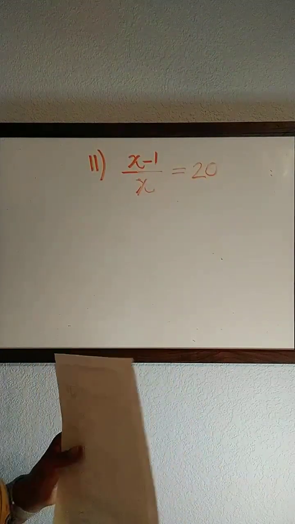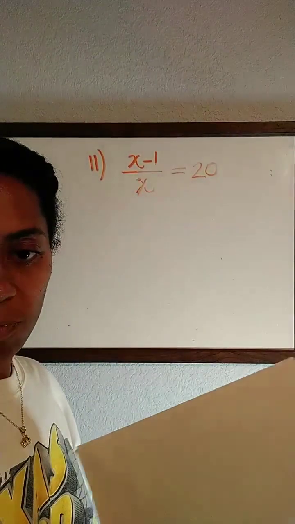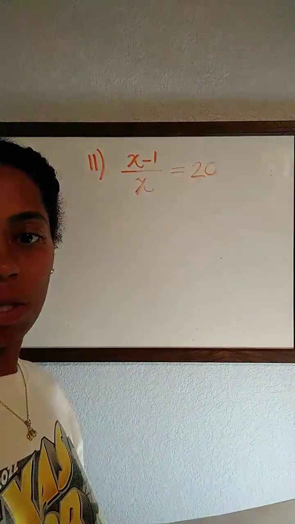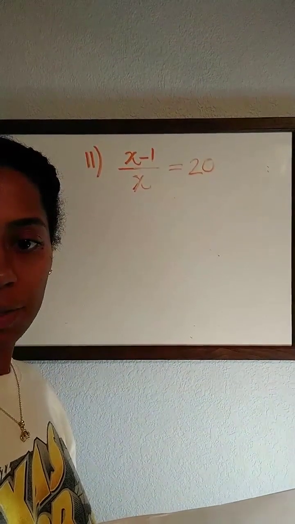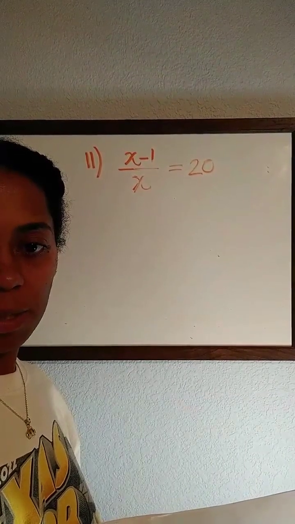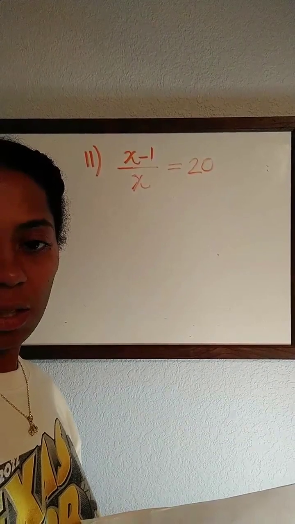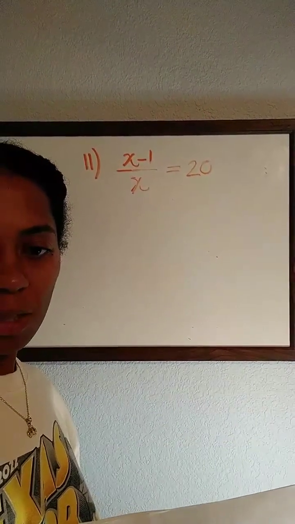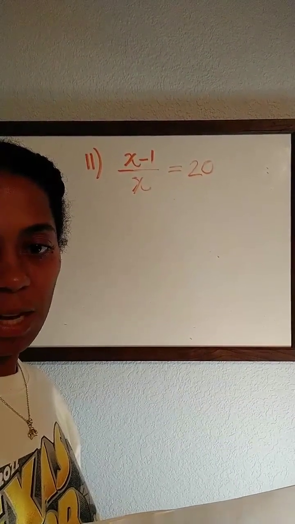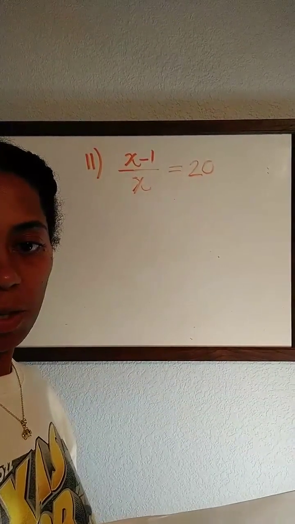X minus 1 over x equals 20. What's good in here doing a little math? That's all, watermelon. Let me see if I missed somebody. Negative 19, Lizette. So my number sign said multiply x on both sides. So that's what I'm going to do. All right, so here we go.